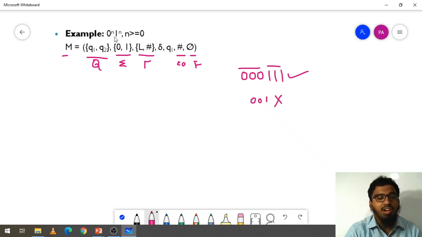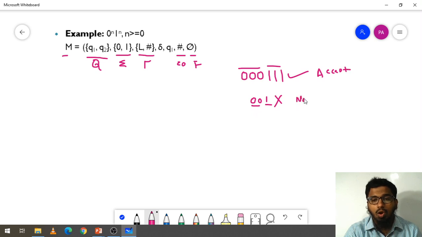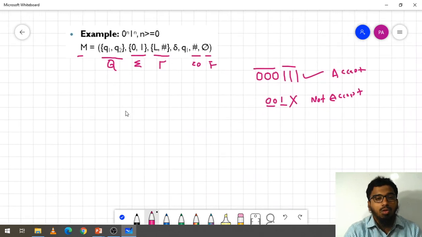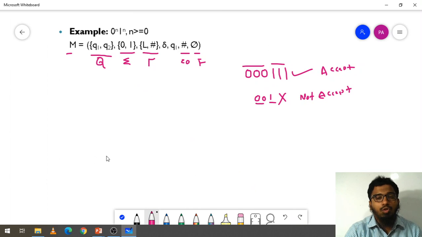Because here it is telling equal number of zeros and ones, but here it's 2 zeros and 1 one. So this will not be accepted. This is accepted and this is not accepted.